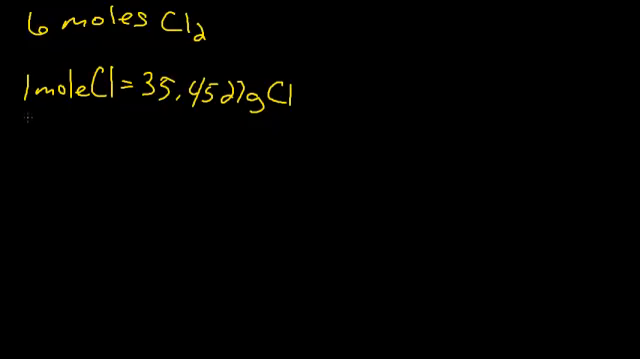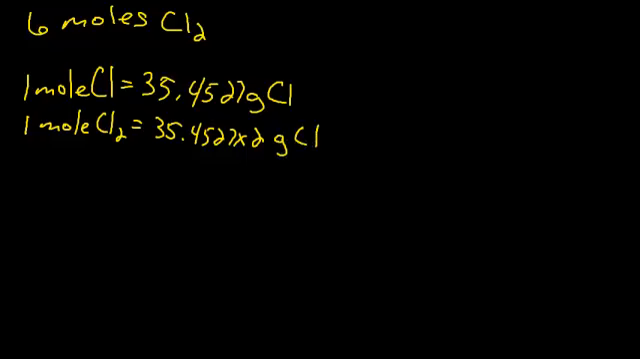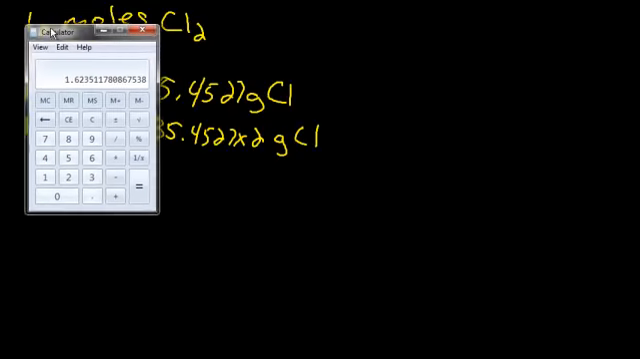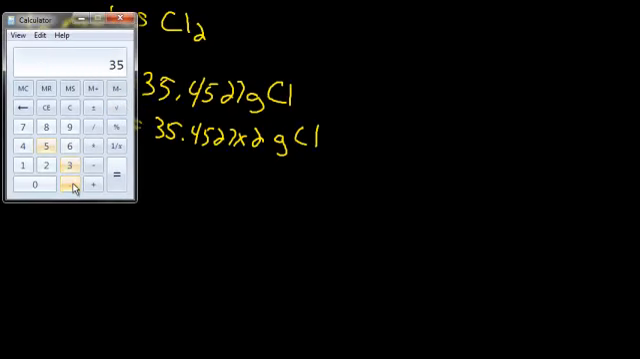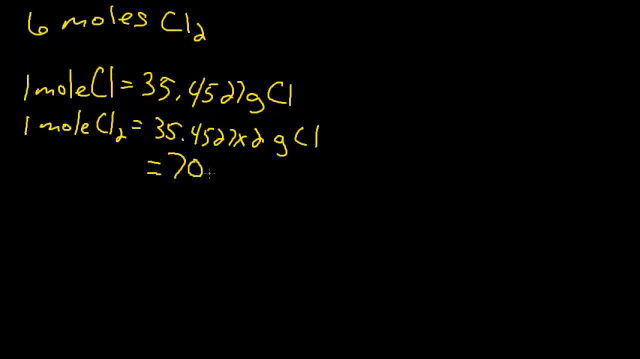We have Cl2. 1 mole of Cl2 has twice that much mass, 35.4527 times 2. And how do we figure that out? Just a little bit of calculation. 35.4527 times 2 is 70.9054 grams of Cl2.